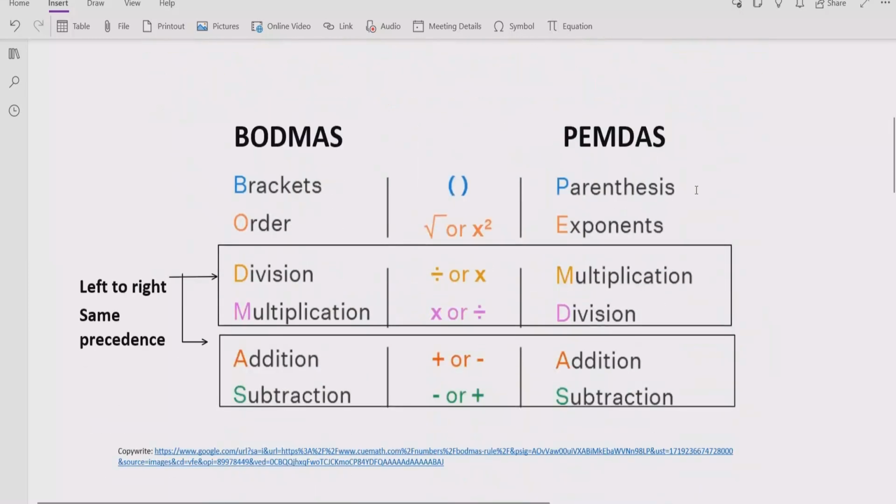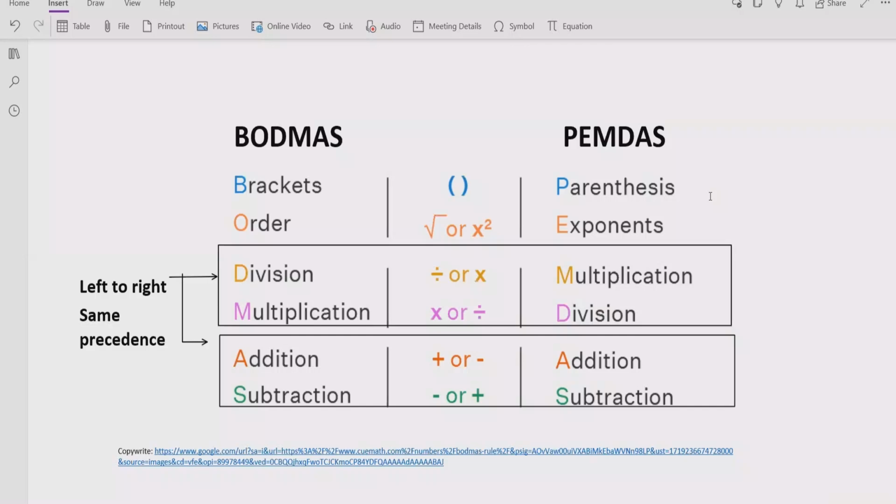Now, let's recall what the PEMDAS and BODMAS method is. As you can see on the screen, we have some rules which we can apply to solve any arithmetic expression. We have BODMAS and PEMDAS. It means that if your expression contains any bracket or parenthesis, you have to solve that part first in your expression. After that, you have to see the exponent part. If your expression contains any power, you have to solve that part after the bracket.